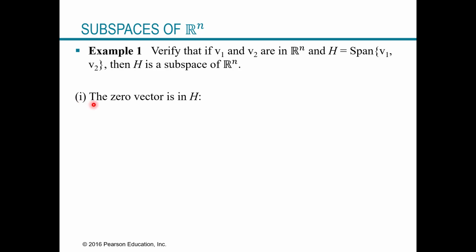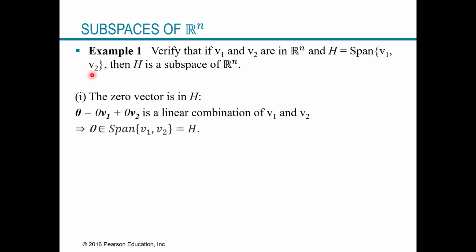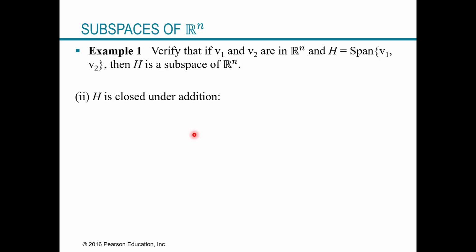The first one, the 0 vector is in H. And here's why. The 0 vector is the same as 0 times v1 plus 0 times v2. Because you can write the 0 vector as a linear combination of v1 and v2, by definition, that's in the span of v1 and v2. And so we say that 0 ∈, this symbol means belongs to or is an element of, H. So 0 is an element of H. All right, so that's property 1 verified.